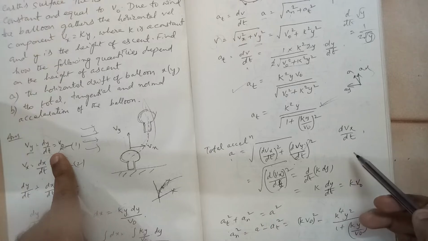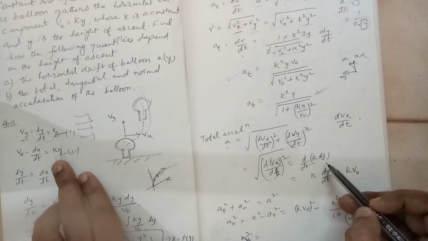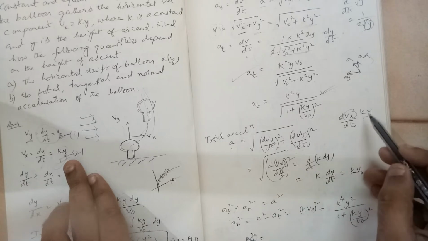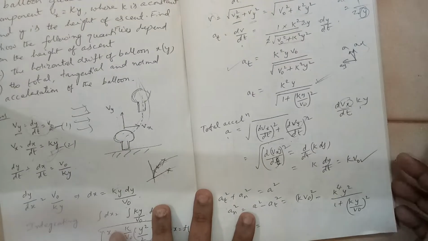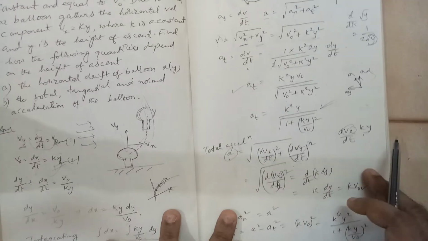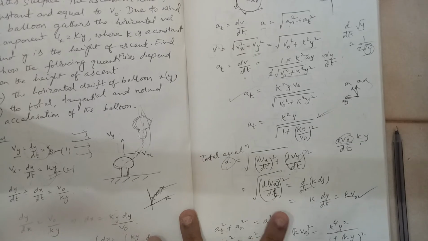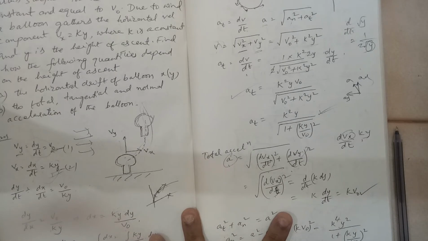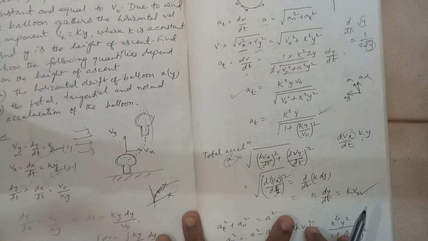So dvx by dt means, k is a constant, it will come out. It is k into dy by dt. This term is k into y, so it will become k into dy by dt, which is k v0. So that is your total acceleration. So for the total acceleration, you need to calculate the tangential acceleration, you need to calculate the normal acceleration, and you need to calculate the square root of ax square plus ay square.